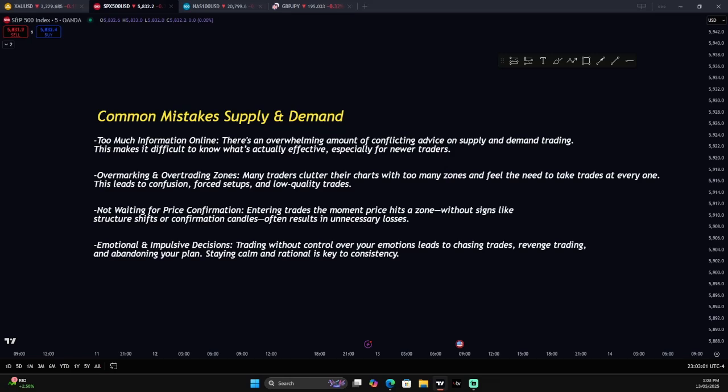So to sum it up, once again, make sure you avoid overtrading and be very selective with the zones that you do mark up and entries that you do take. Make sure you do wait for proper price confirmation for your valid setups, as well as utilizing higher time frame zones to achieve a bigger risk to reward and avoid being faked out.